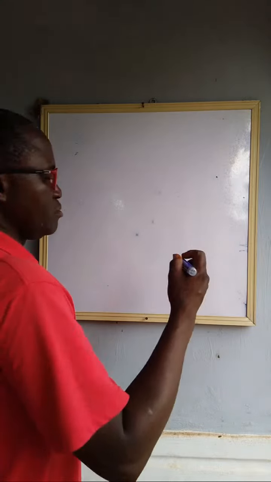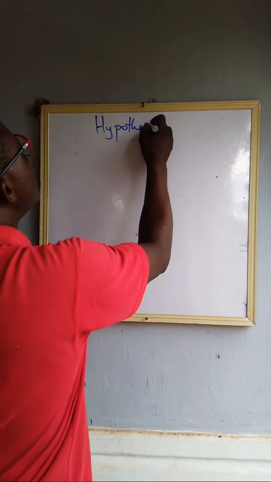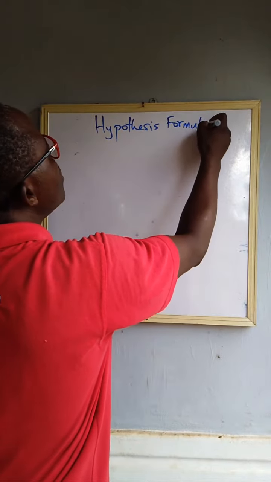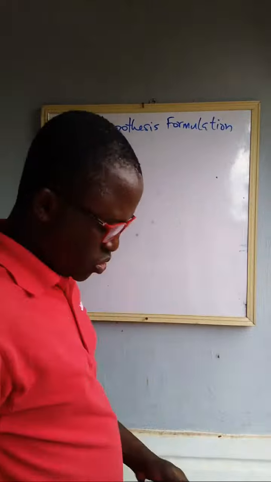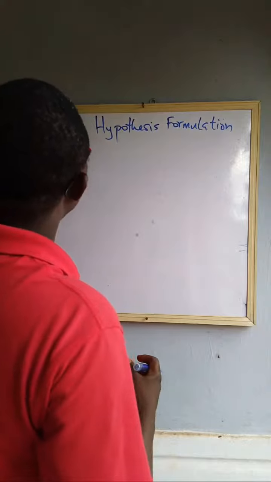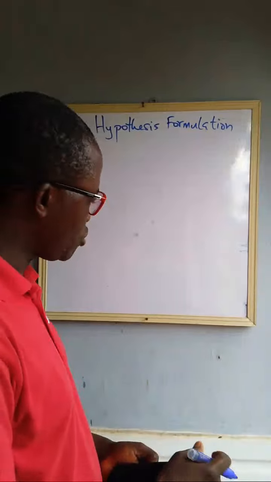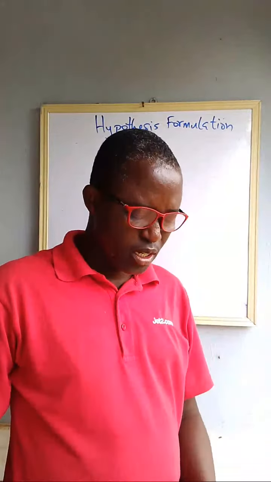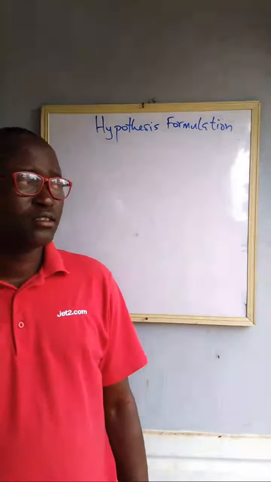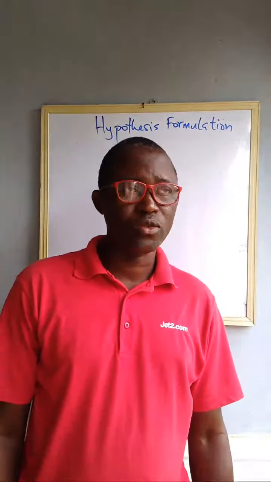Today we are learning about hypothesis formulation. We are going to learn how to formulate hypotheses, demonstrate with examples, and go on afterward to learn one method of inferential statistics, and that will be the Chi-square method. So those are the few things we are learning today.